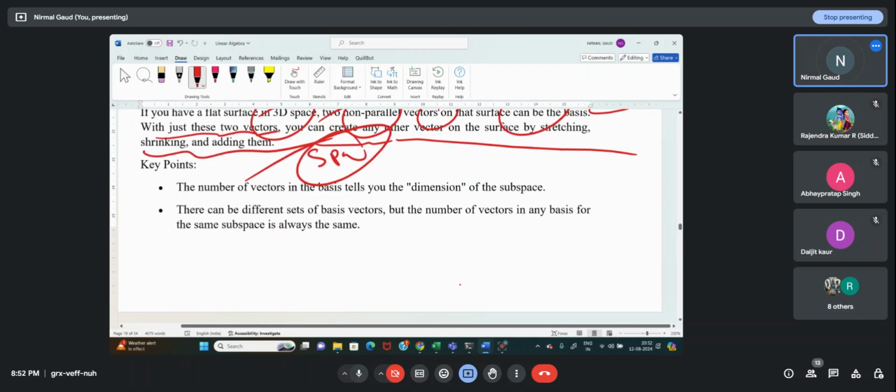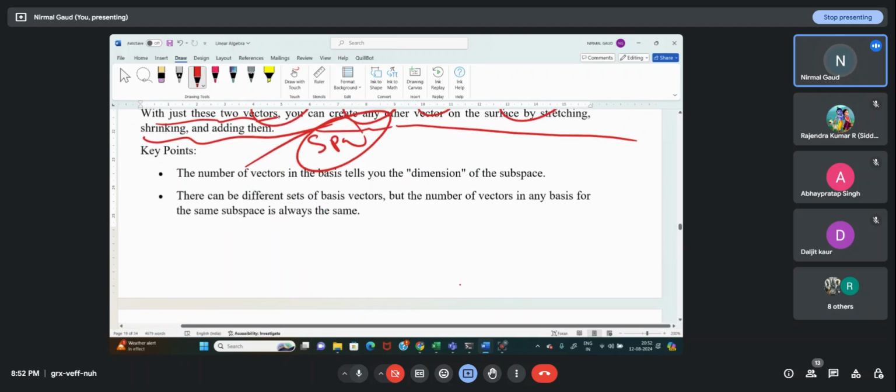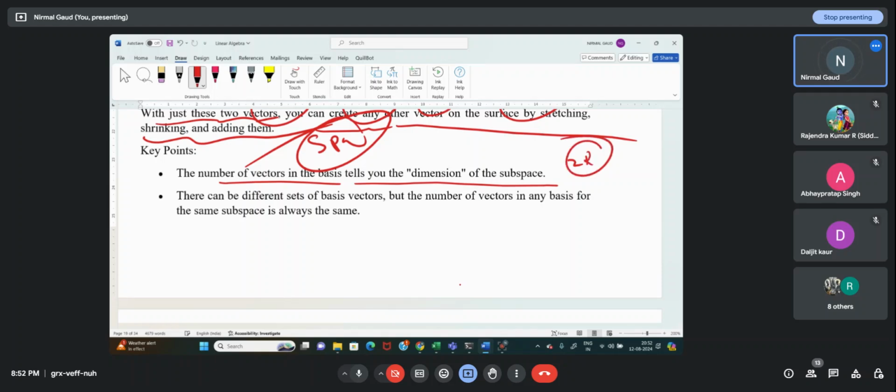The key point here is that the number of vectors in the basis tells you the dimension of a subspace. How many vectors are there? That will be the dimension of the subspace. If you have two vectors, it is a 2D subspace; three vectors, a 3D subspace. There can be different sets of basis vectors, but the number of vectors in the basis for the same subspace is always the same.